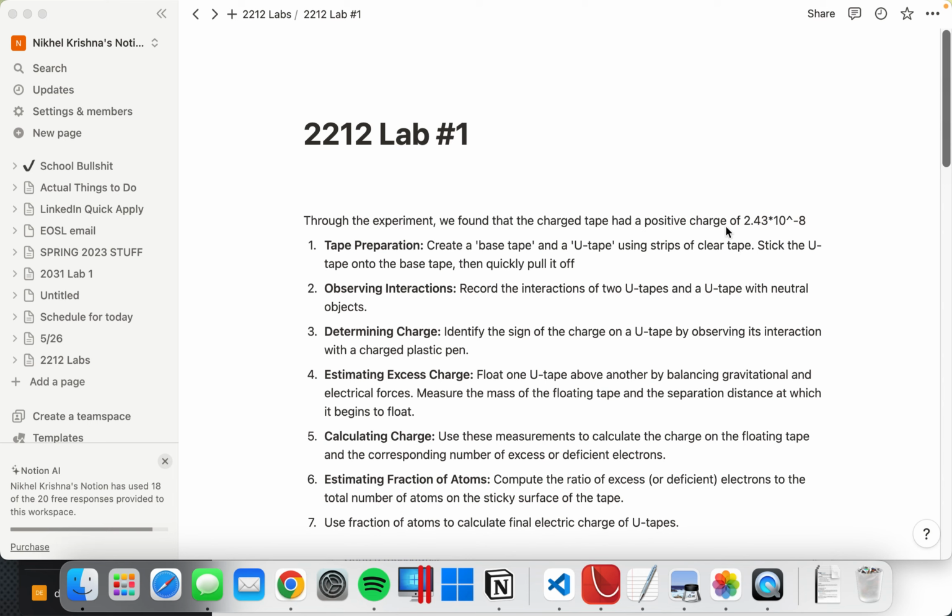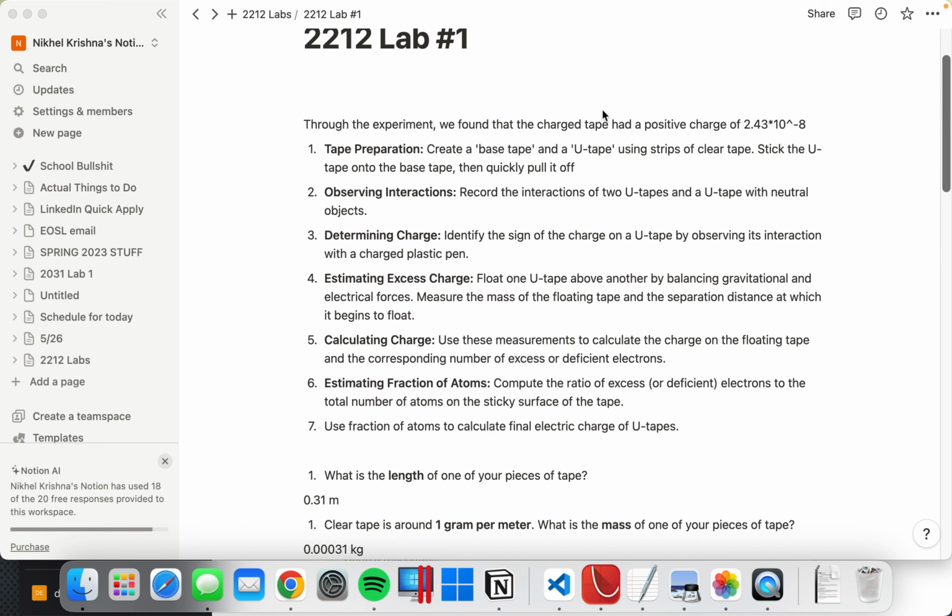2212 Lab 1, charge tapes. In this experiment, we analyze the behavior of charges between clear tape, between our hand and the tape's interaction with each other. So our procedure is we create a base tape and a U tape, and we stick the U tape onto the base tape and quickly pull it off to create an electrical field, which will incur an electrical charge. Then we record the interactions between these two tapes.